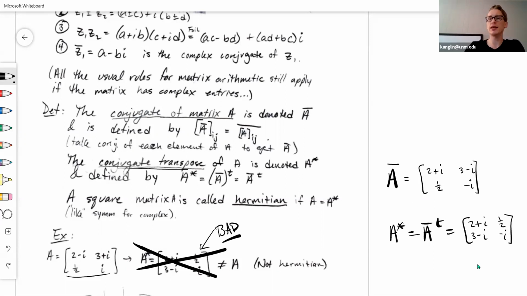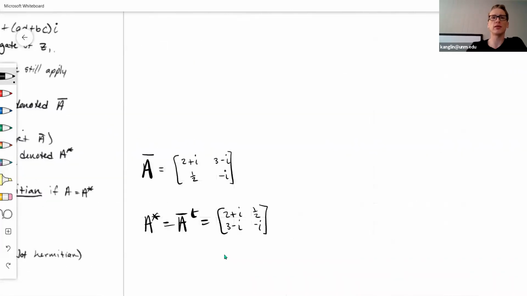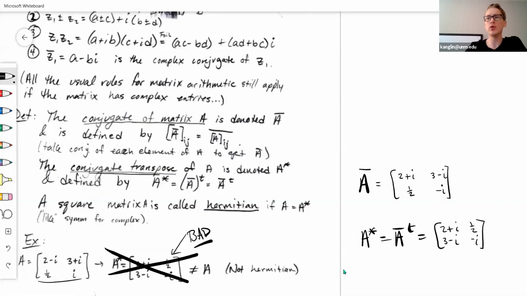But notice when we take the conjugate transpose of matrix A, what are we left with? Let's even remember what A was. A was this matrix way over here. Notice this does not equal A. This is a very different matrix than A. So we know A is not Hermitian.